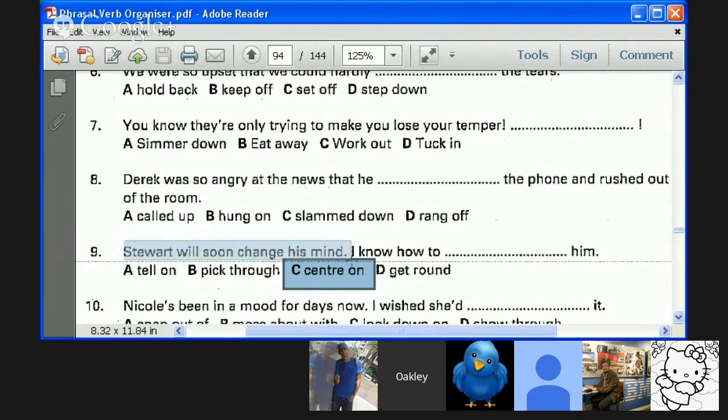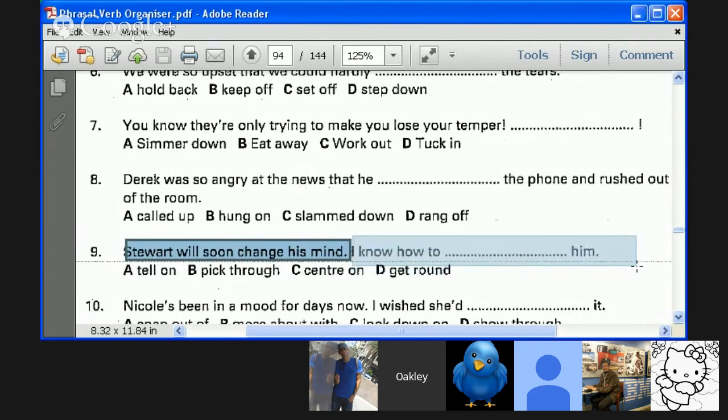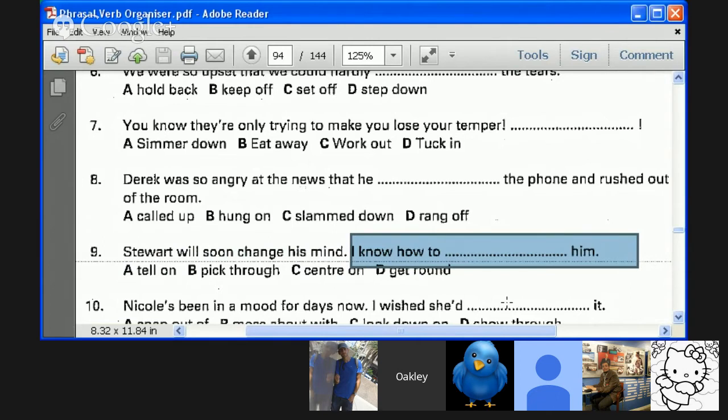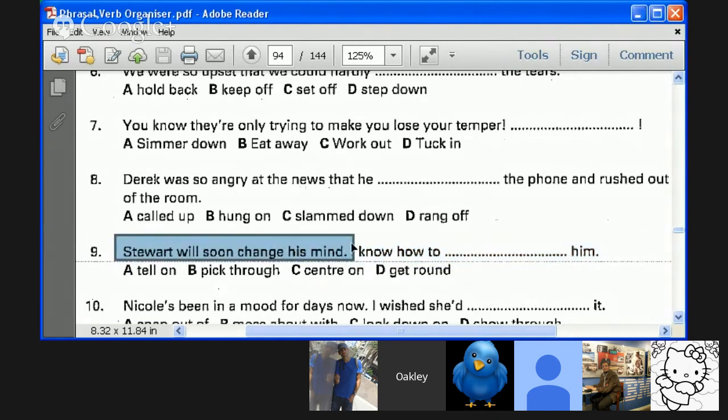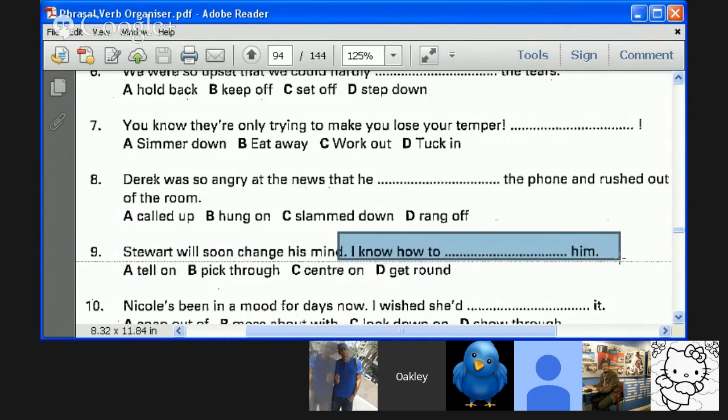We can't really trust him. So instead of going through Stuart, I don't want to go through Stuart. I want to avoid Stuart. Because Stuart is unreliable, he will change his mind. I'm not going to deal with Stuart directly. I want to avoid him. I know how to avoid him is the idea.